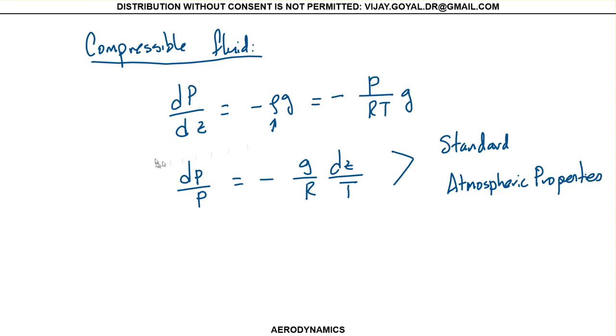Okay, from here is where we get the equations for standard atmospheric properties that we talked about in the first and second classes. So how do we put all this stuff together? This is very, very important in aerospace, in aerodynamics, and it's used a lot when we are doing pressure measurements.